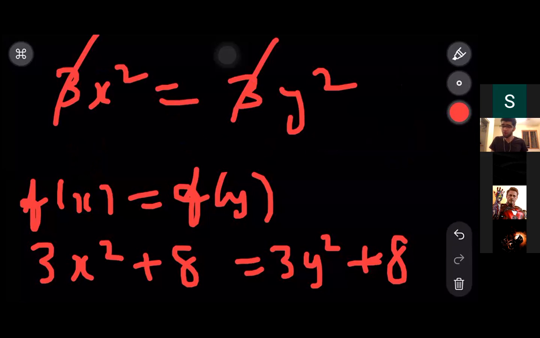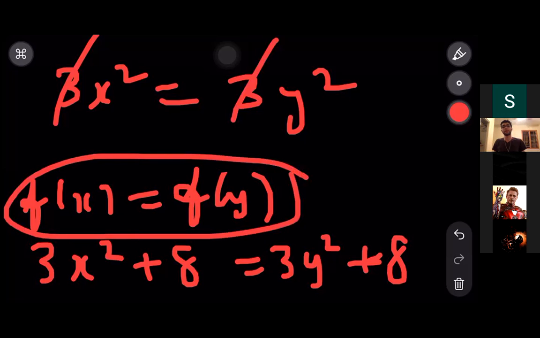Okay. So now what this is saying is if x squared is equal to y squared, then this equation is possible. When is x squared equal to y squared? Does that mean that x and y are same? No, because you can have 2 squared equal to minus 2 squared. You can have 18 squared equal to minus 18 squared.